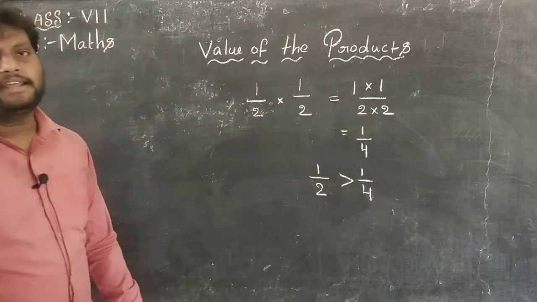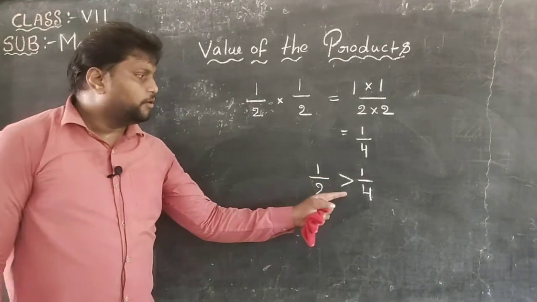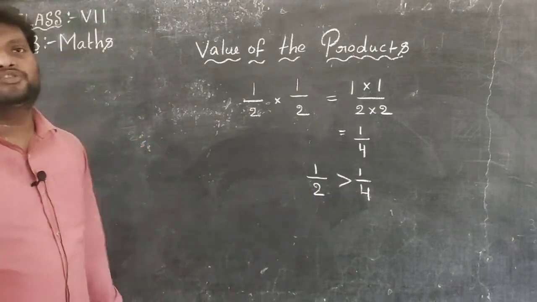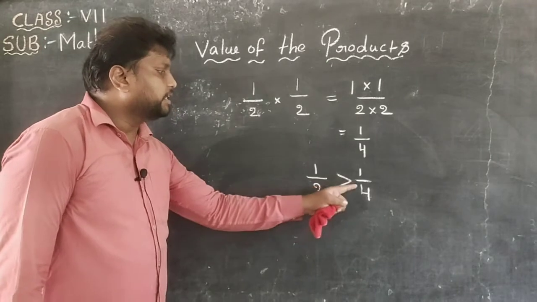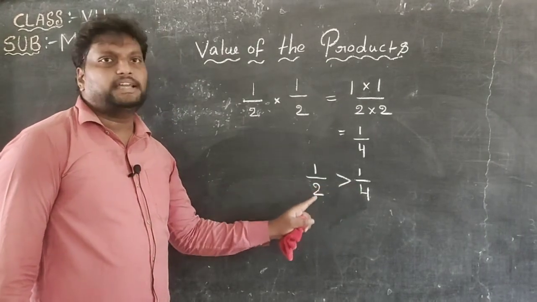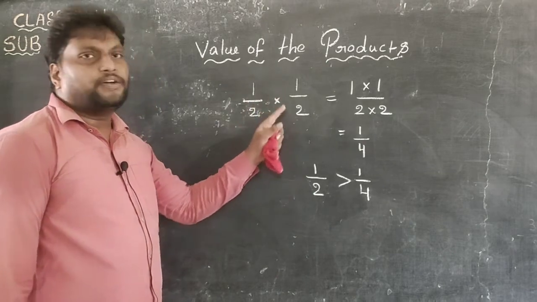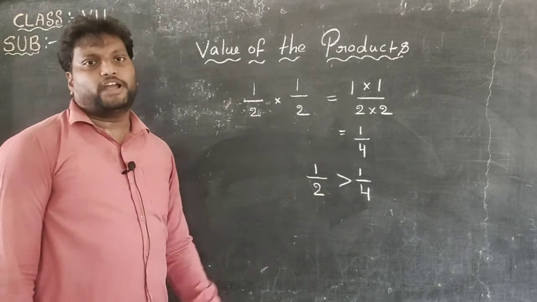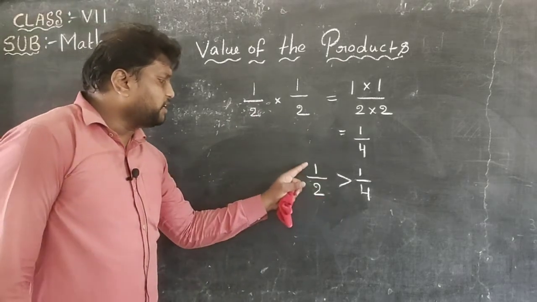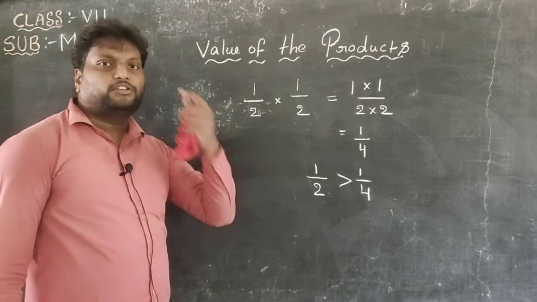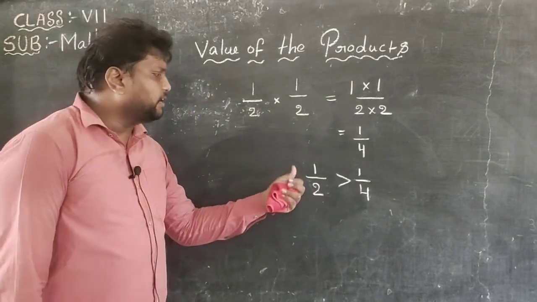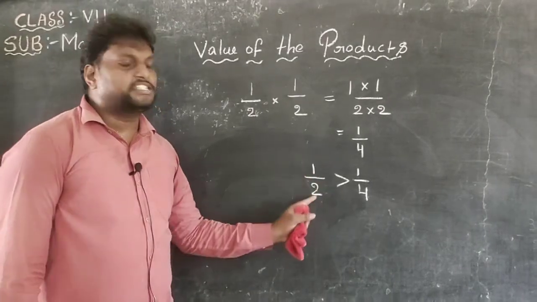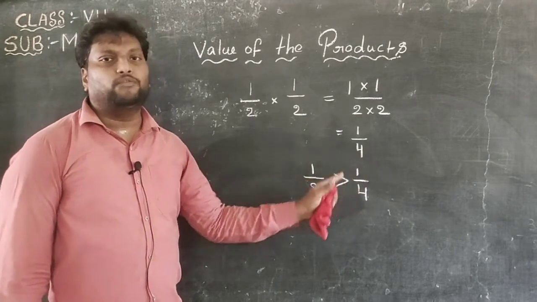Is 1 by 2 more than 1 by 4? 1 by 2 is more than 1 by 4, which means the product of two proper fractions will always be less than the original value. Otherwise, either of the proper fractions is always greater than the resultant value. See, 1 by 2 and 1 by 4: one chocolate for 2 members, one chocolate for 4 members. Just compare. Already I said when two numerators are equal, the fraction whose denominator is less is the greater fraction, and when the denominator is more, the whole fraction is less.